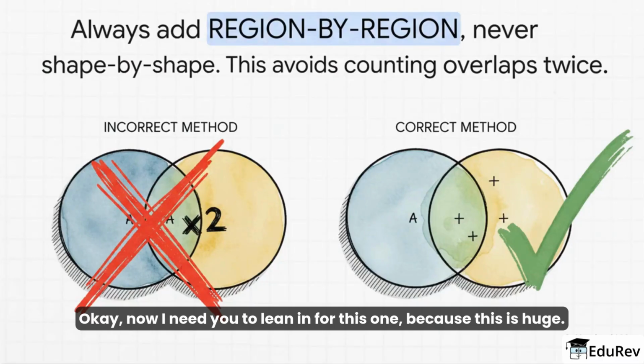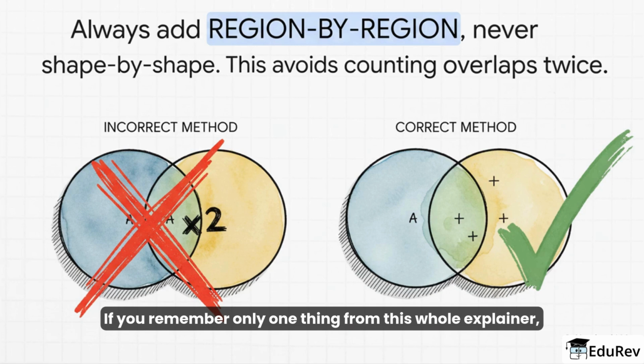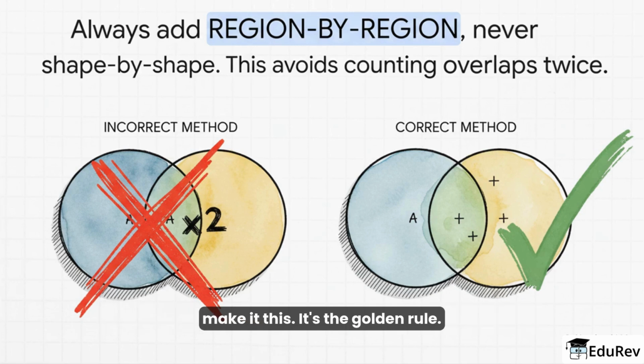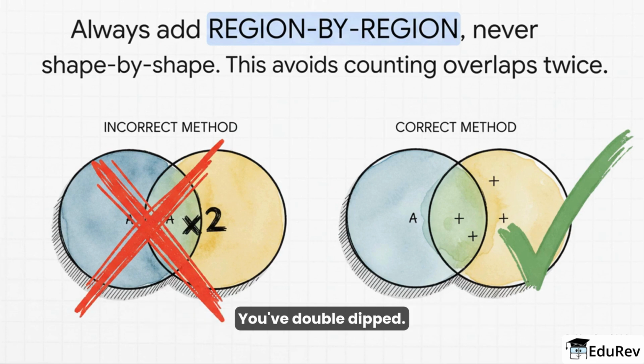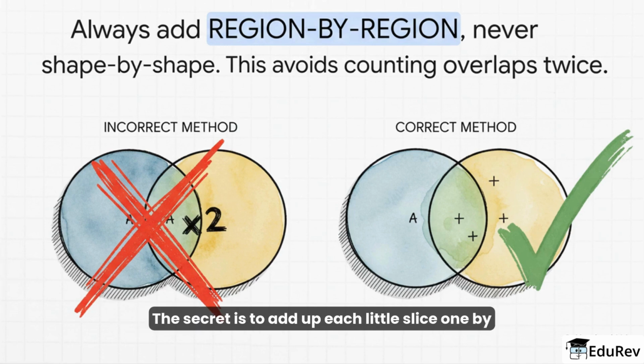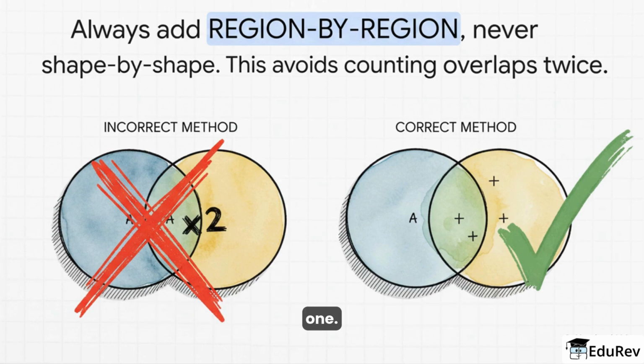Okay, now I need you to lean in for this one, because this is huge. If you remember only one thing from this whole explainer, make it this. It's the golden rule. Always add up the diagram region by region, never shape by shape. Why? Because if you just add the total of circle A to the total of circle B, you've counted that middle bit twice. You've double-dipped. The secret is to add up each little slice one by one.